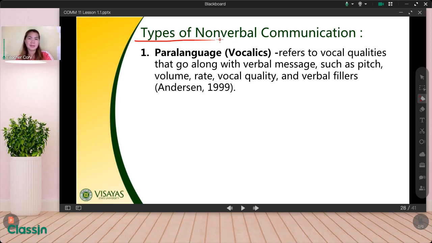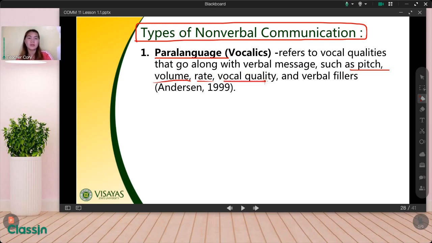Now let's proceed to types of nonverbal communication. The first one is paralanguage. This is vocalics. So what is this referring to? This refers to our vocal qualities that go along with the verbal message, such as our pitch, our volume, our rate, the vocal quality, and verbal fillers. So that's paralanguage. If you are saying something so strongly, and your volume is really big, that means it's intense. So you are trying to emphasize something.